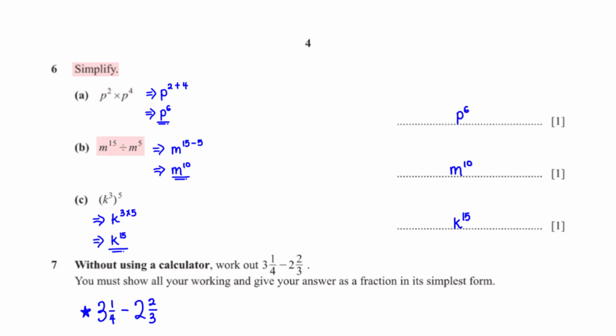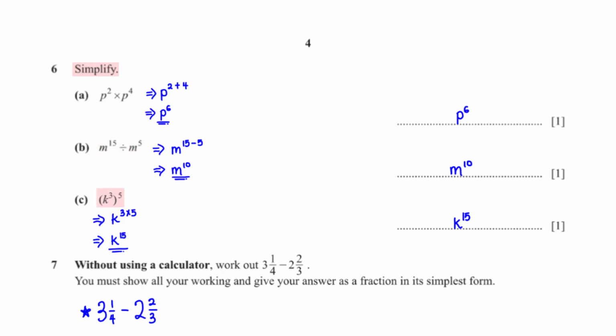Simplify m raised to the power 15 divided by m raised to the power 5. The two terms have the same base m, and since they are dividing, their powers subtract. So we have m raised to the power 15 minus 5. 15 minus 5 is 10, and so our final answer is m raised to the power 10.